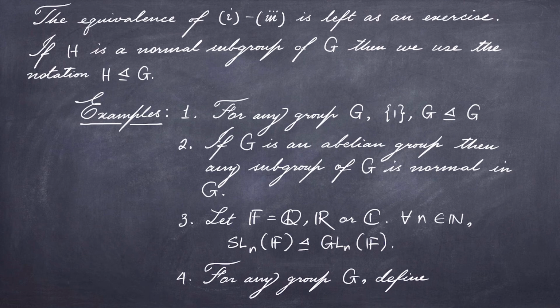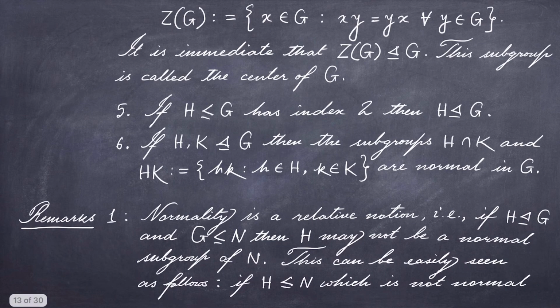If F is, let's say, the field of rationals, reals, or complex numbers, then the matrices with determinant 1 form a normal subgroup of the group of all invertible matrices. Let me remind you that this forms a group with respect to matrix multiplication. The fourth example: for any group G, we define the collection of all group elements which commute with every element of G. This is called the center of G, and it's obvious that the center of G is a normal subgroup of G.